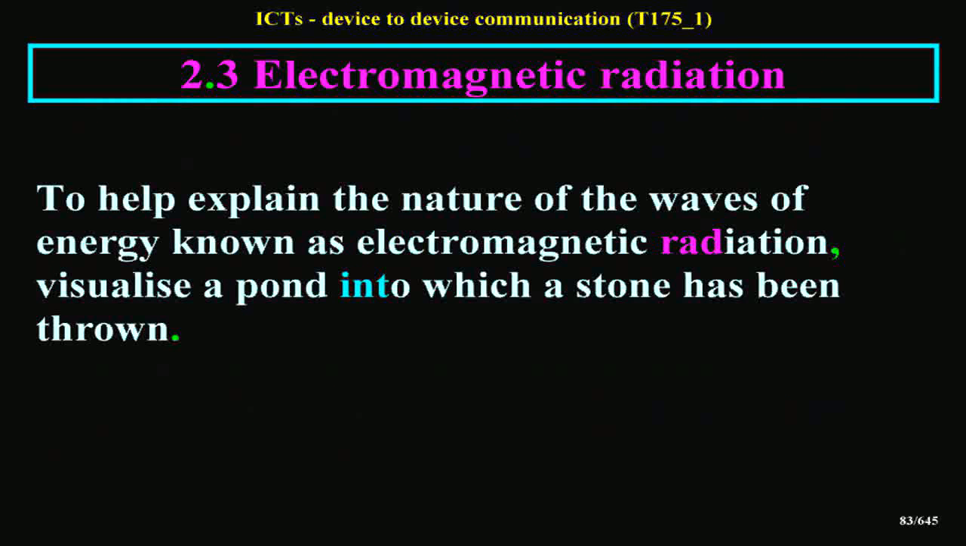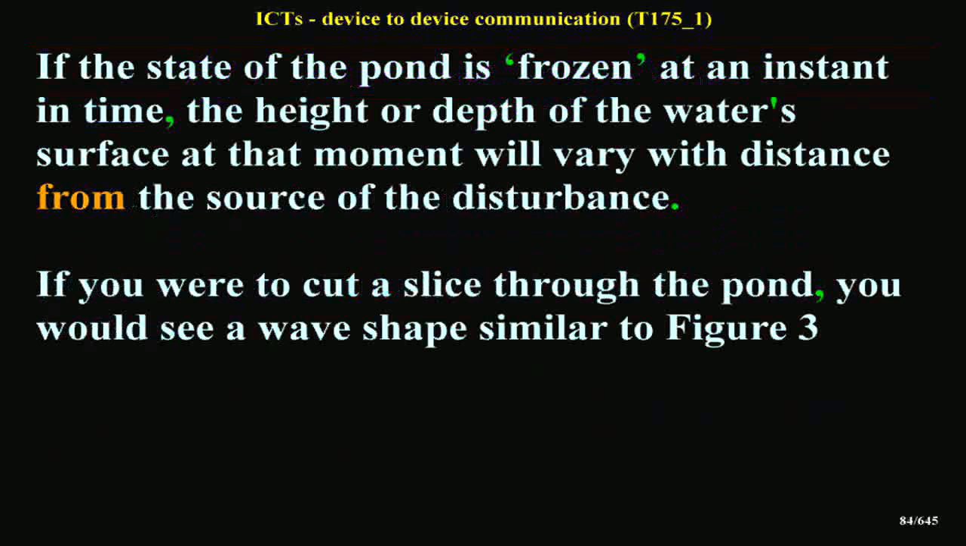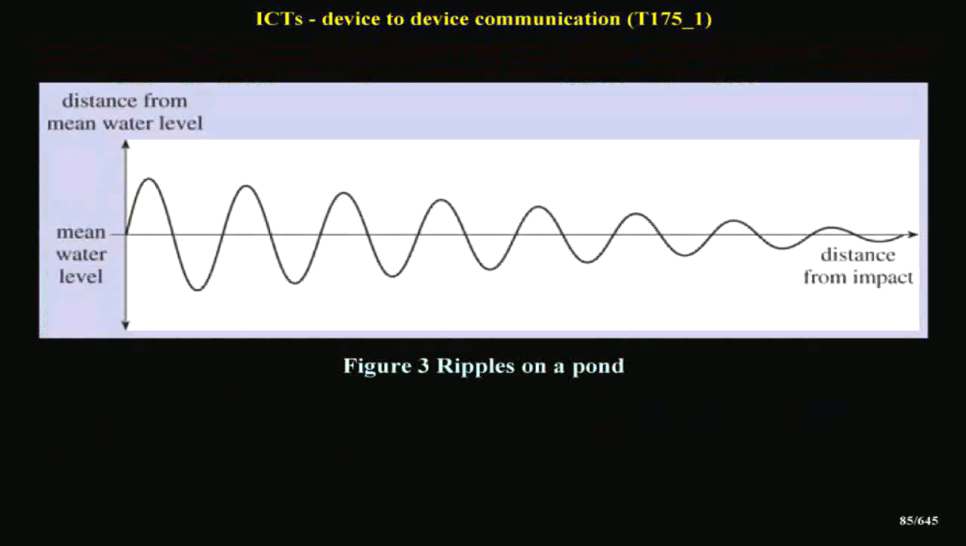2.3 Electromagnetic radiation. To help explain the nature of the waves of energy known as electromagnetic radiation, visualize a pond into which a stone has been thrown. If the state of the pond is frozen at an instant in time, the height or depth of the water surface at that moment will vary with distance from the source of the disturbance. If you were to cut a slice through the pond, you would see a wave shape similar to Figure 3. Figure 3: ripples on a pond.